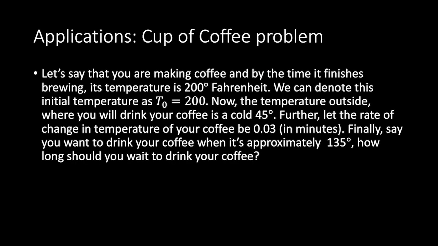To finish up the video, I'd like to go over a real-world example. Suppose that you're making coffee and by the time it finishes brewing, its temperature is 200 degrees Fahrenheit. Let's denote this as T(0) equals 200. Suppose you're outside when you drink your coffee and it's a cold 45 degrees outside. Now clearly your coffee is going to cool because it's cold outside.